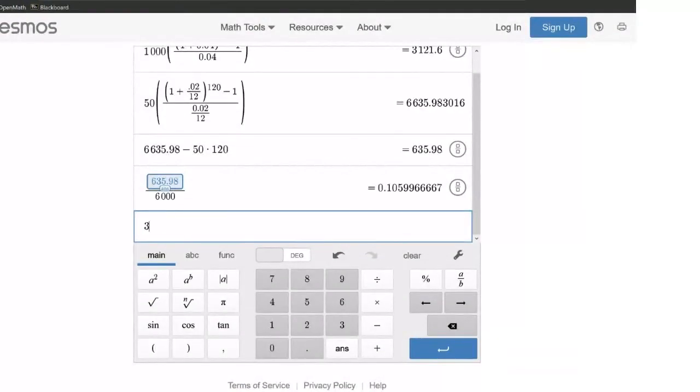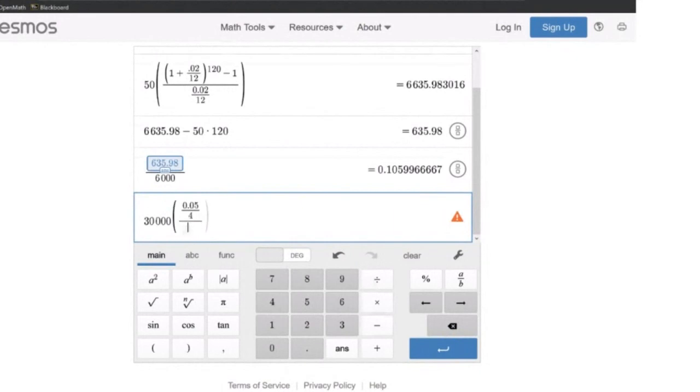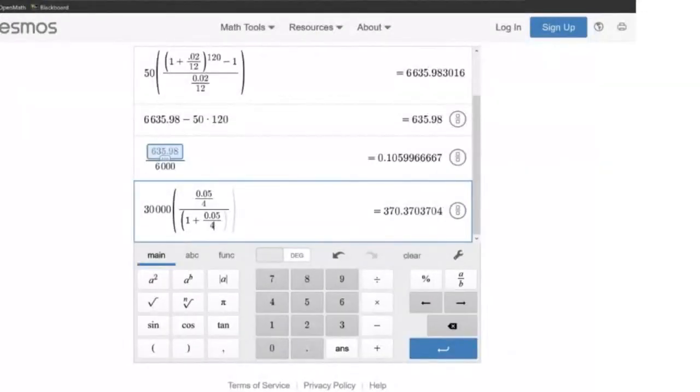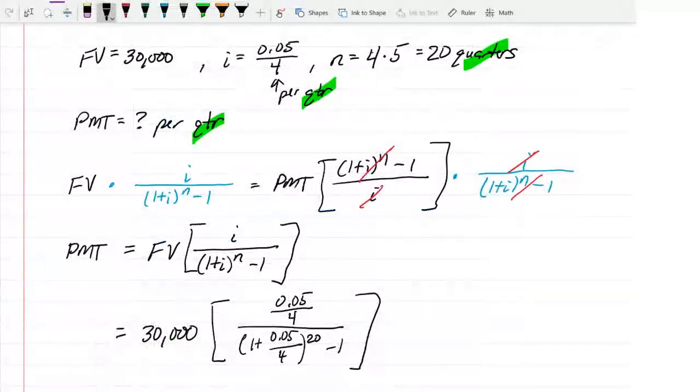So that is 30,000 times a fraction. I is 0.05 divided by 4. The bottom is 1 plus that same fraction, 0.05 divided by 4. Right arrow, close parentheses, raised to the 20th power, right arrow to get out of the exponent, minus 1. I like closing my parentheses manually. And so there's my payment, $1,329.61 when I round it to 2 decimal places.